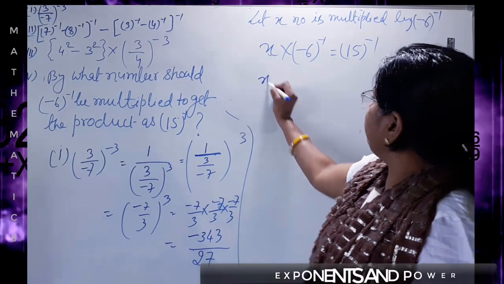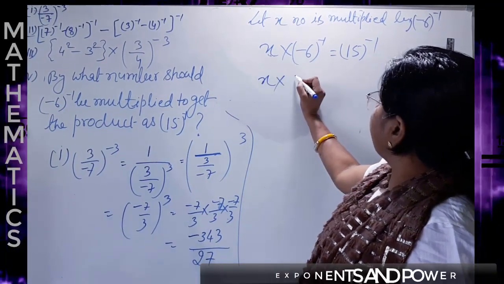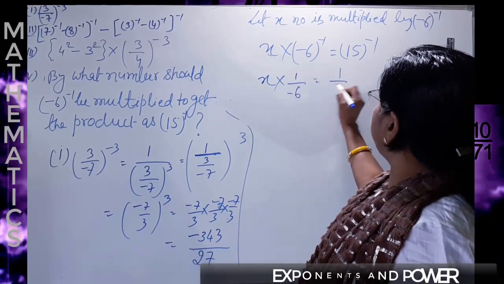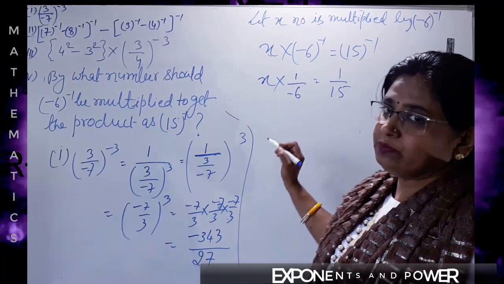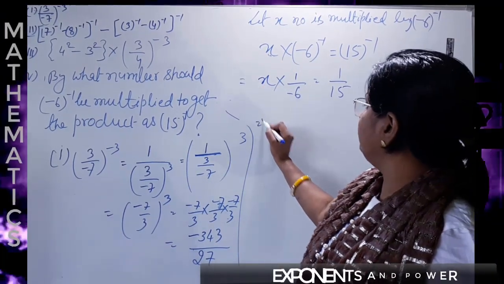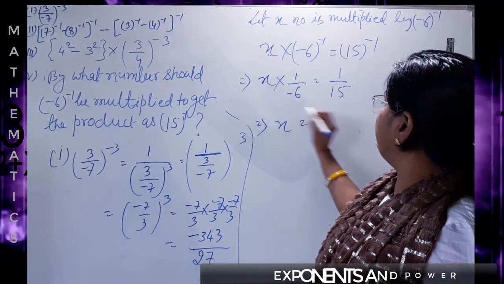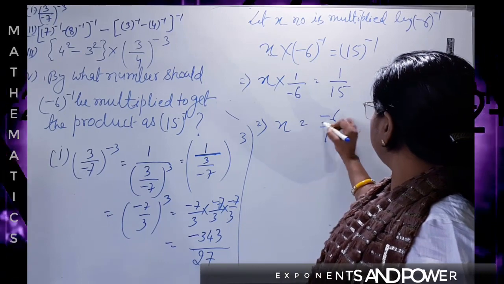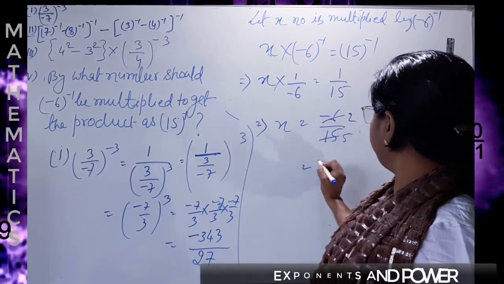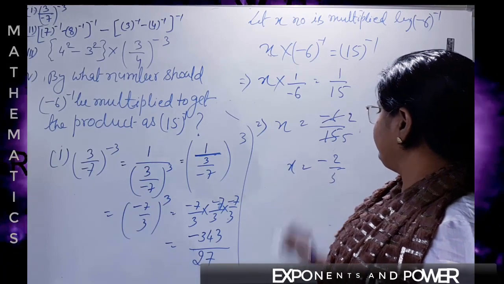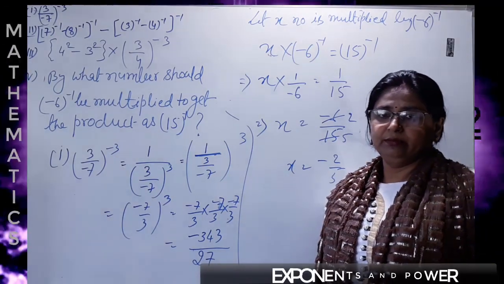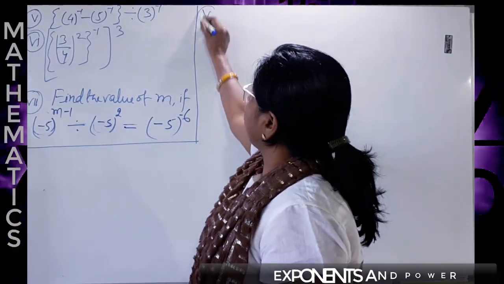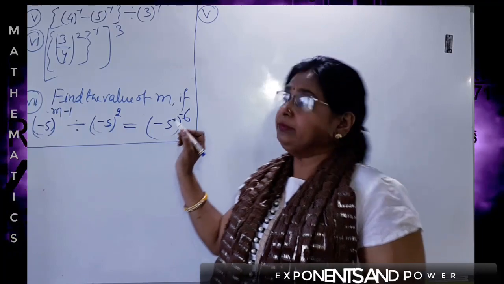So x, first we will convert to positive power. 1 by minus 6 is equal to 1 by 15. Then by cross multiplication as per the general rule, x is equal to minus 6 divided by 15. Now 3 twos are 6, 3 fives are 15. Minus 2 by 5. x is equal to minus 2 by 5. Understood? Okay. Fifth number solution I am going to explain. Try to understand all of you.